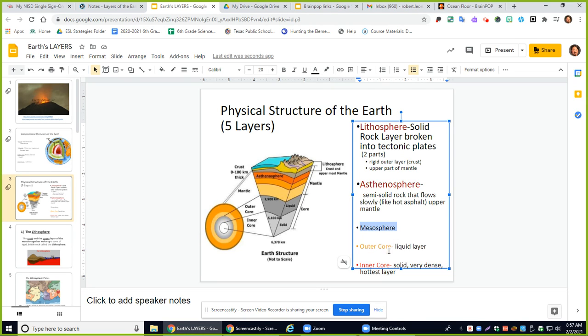But then we get to the outer core. The outer core is the liquid layer around the center of the Earth. And it's a liquid layer made out of iron and nickel. And then we have the inner core. The inner core is extremely dense. It's a solid because it's under so much pressure it's been squeezed into a solid. And it is also the hottest layer of the Earth. So not only does the density increase as you go down, but also the temperature of the Earth increases as you go down.